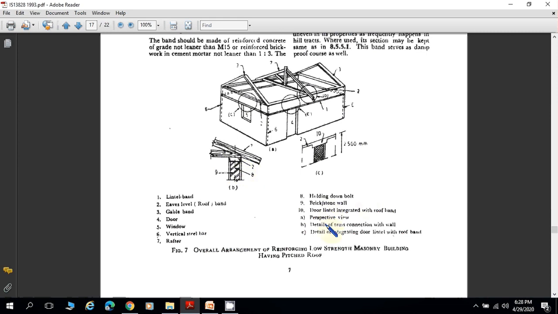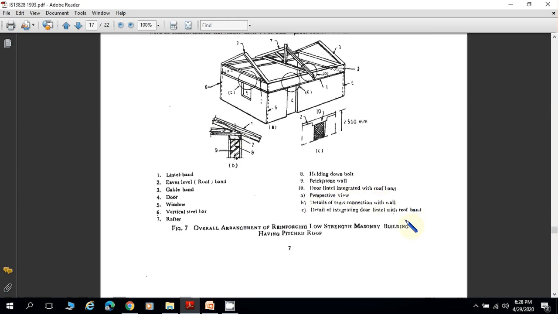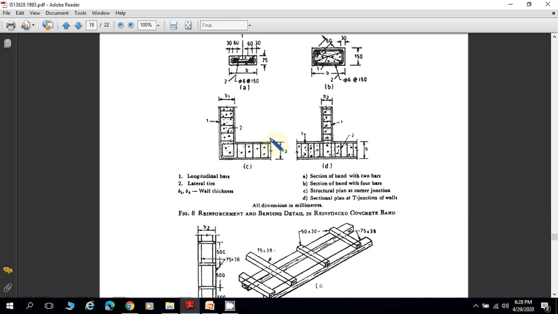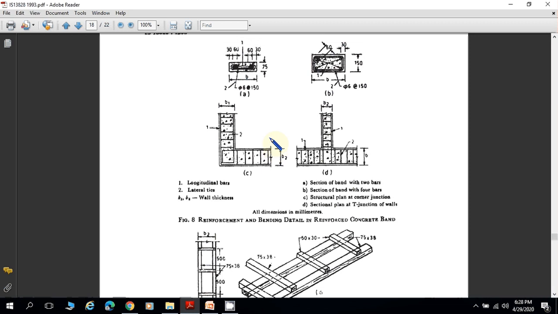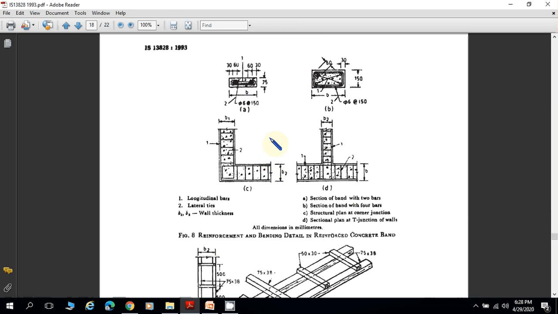Resistant stone masonry wall, door lintel integrated with roof band, perspective view. Here are some arrangements of reinforcing a low stone masonry building which has a pitched roof. And here is how the reinforcement is provided in stone masonry walls. These are the longitudinal bars shown here, and this is the structural plan at a corner junction. At a corner junction, this shows how the longitudinal bars and lateral ties are provided.